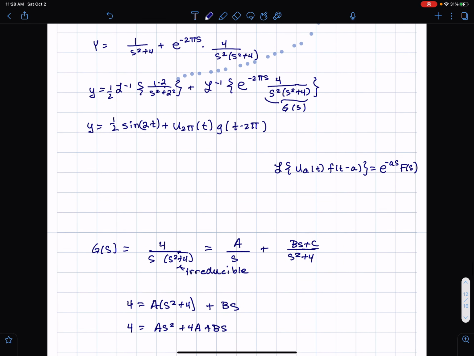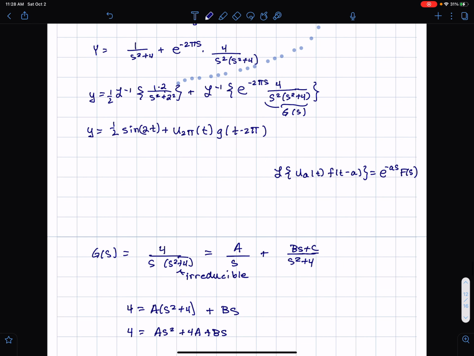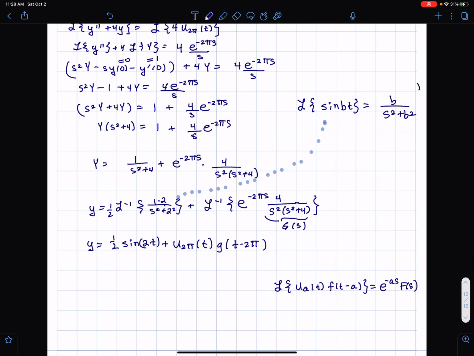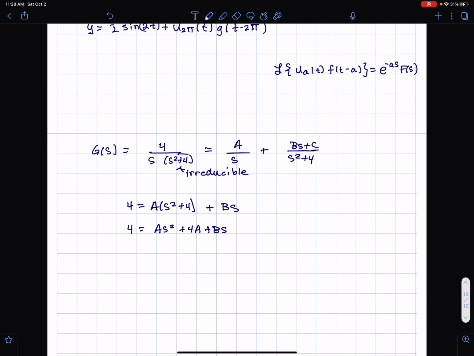So it occurs to me that maybe I made a mistake along the way. So, okay, As squared plus Bs plus 4A is equal to 4. Oh, I see I did it wrong, sorry. I don't want to start the whole video over. I don't know if I did the whole thing wrong, but anyway. 4 is going to equal A times s squared plus 4 plus Bs plus C times s.